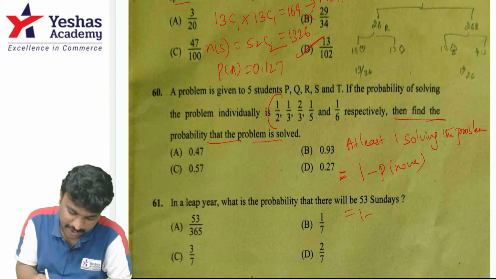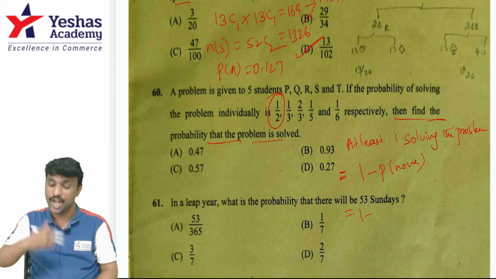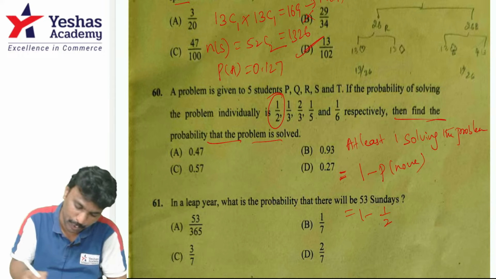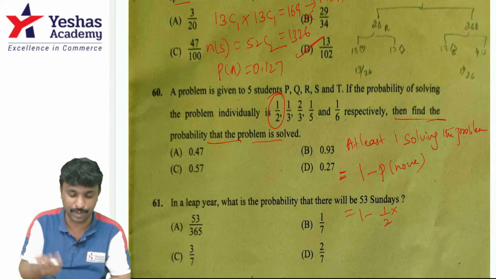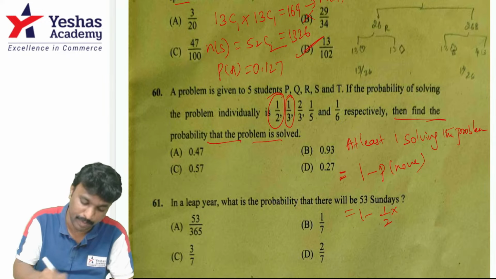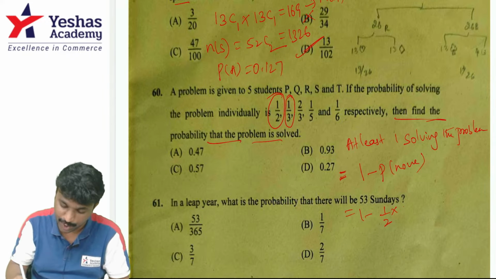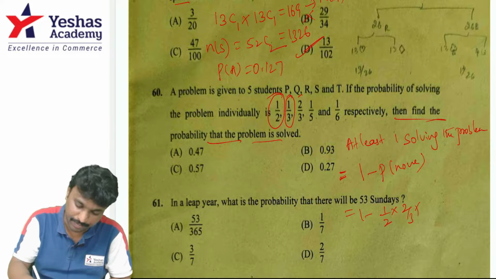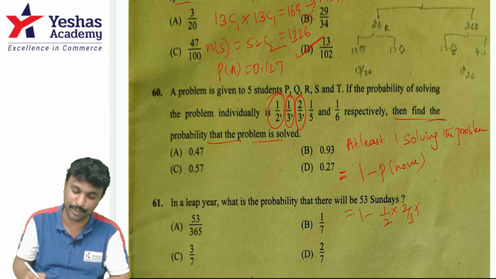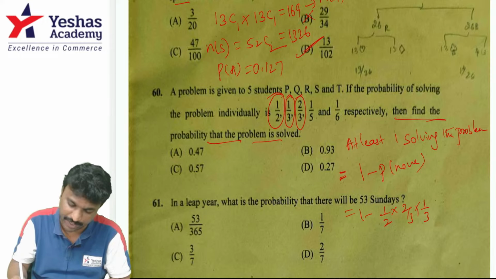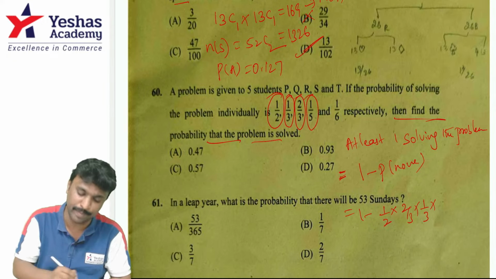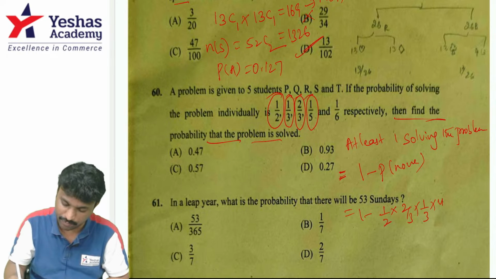P, the first person, solving the problem is 1 by 2. Not solving the problem is 1 by 2 only, because the complement of 1 by 2 is 1 by 2. Q solving the problem is 1 by 3. Not solving is 2 by 3. And R solving the problem is 2 by 3, not solving is 1 by 3. And S solving the problem is 1 by 5, not solving is 4 by 5.